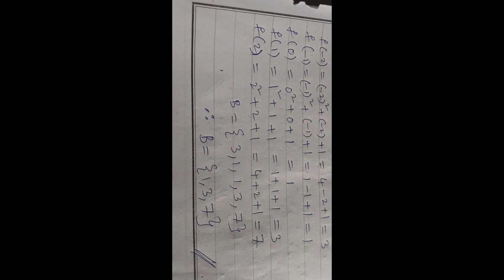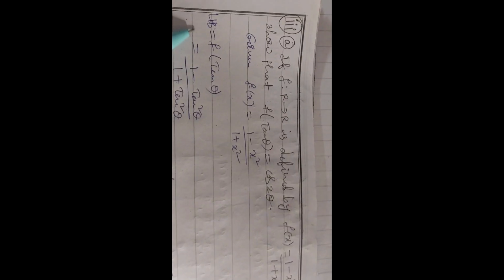Next 7. Next, f mapping R to R is defined by f of x is equal to 1 minus x square by 1 plus x square, then show that f of tan theta is equal to cos 2 theta. It is a very easy answer, but students will get confused. Here nothing to worry. Given f of x is equal to 1 minus x square by 1 plus x square, then we need to show the LHS as f of tan theta.